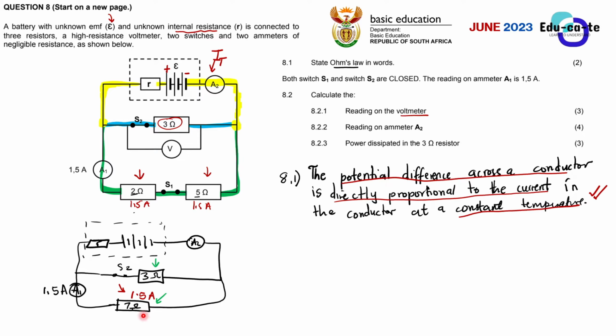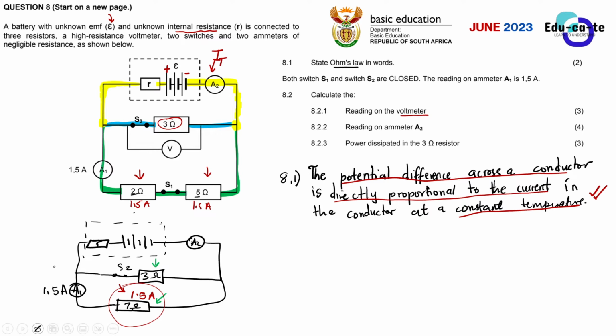So here, this 7 ohms effective resistor is parallel to this 3 ohms resistor. We know that when two resistors are connected in parallel to one another, the voltage across them is equal. So if we can calculate the voltage through this 7 ohms resistor, then that voltage will exactly be equal to the voltage through the 3 ohms resistor.